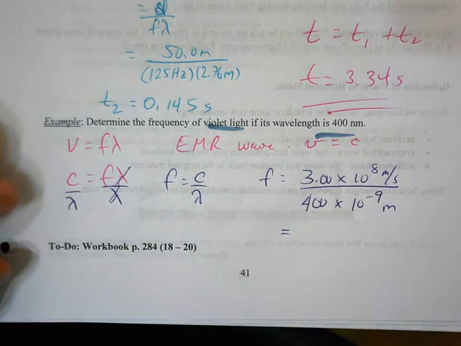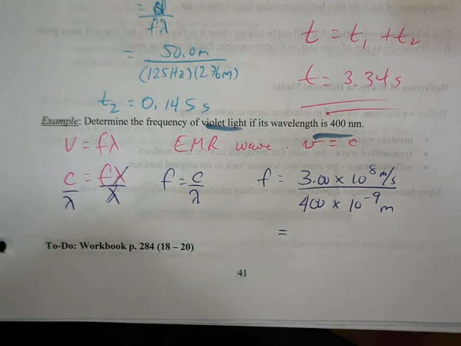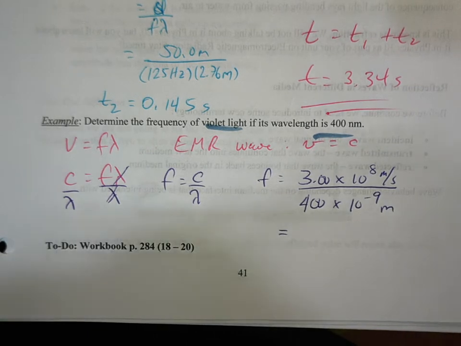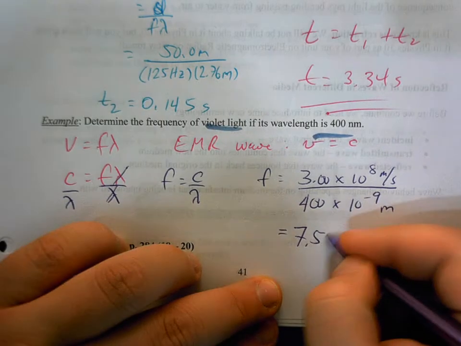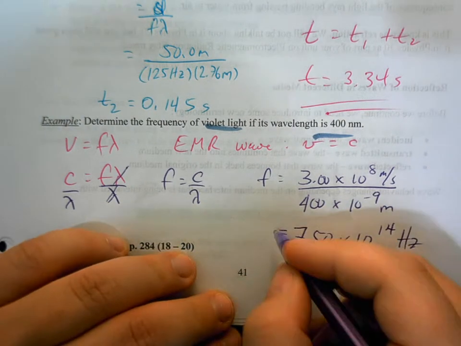Or if you want to write it with proper scientific notation, you could write 4.00 times 10 to the minus 7. For calculations, who cares how you write it? That's not a big deal. So what we're going to get is about 7.50 times 10 to the 14 hertz.